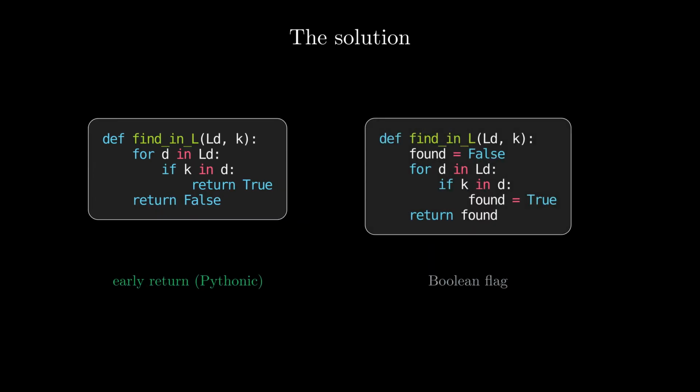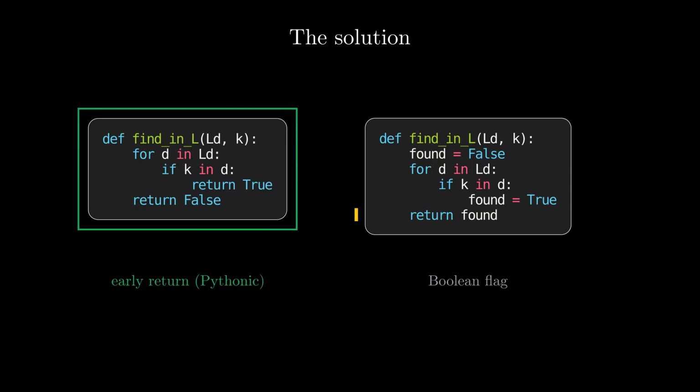There is another valid style. Set a flag called found to false before the loop, flip it to true inside when you get a match, and a return found at the end. Both work, but the early return version is the more Pythonic one.